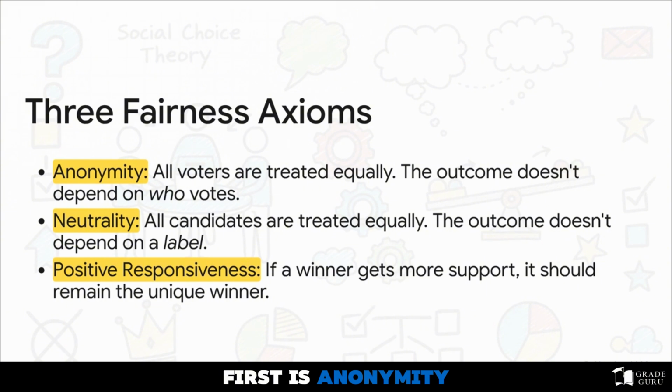First is anonymity. This just means a vote is a vote. It doesn't matter if it comes from a king or a commoner. Second is neutrality. This means the rules don't favor any candidate from the start. Swapping their names around shouldn't change the result. And third is positive responsiveness. This is pure common sense. If an option is already winning and it gets even more support, it should definitely still win.